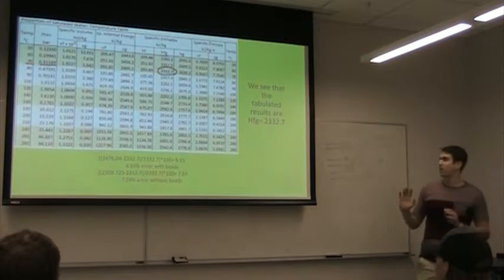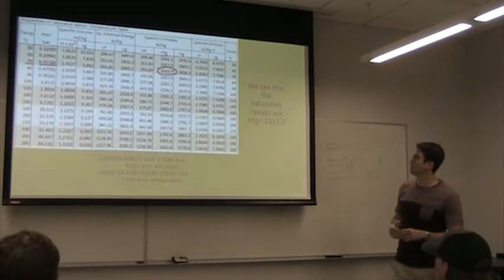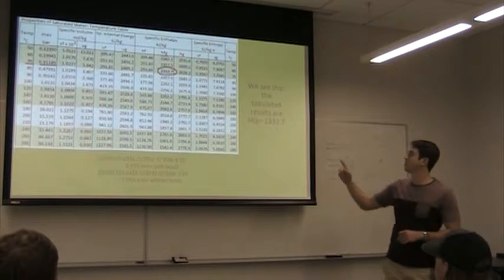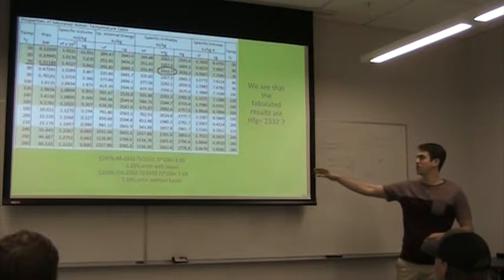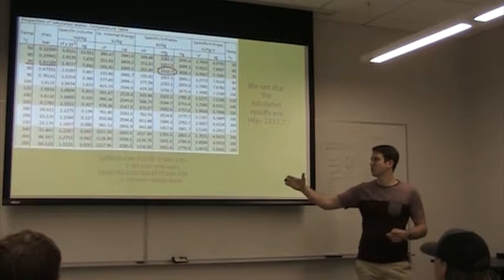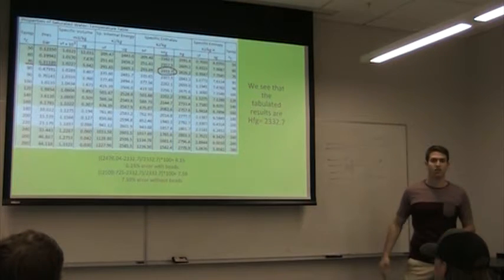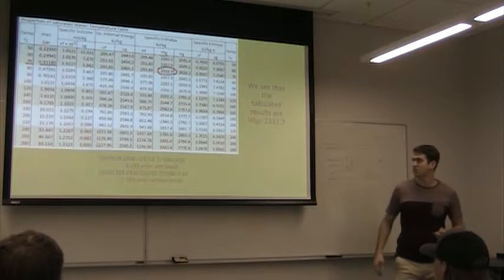Now, I compared it to the tabulated results, and it shows that it should be 2,332.7. So there is some error, and here I just measured how much error. The one with the beads was a little bit more accurate. It got to 6.15% error with the beads, 7.6% error without the beads.